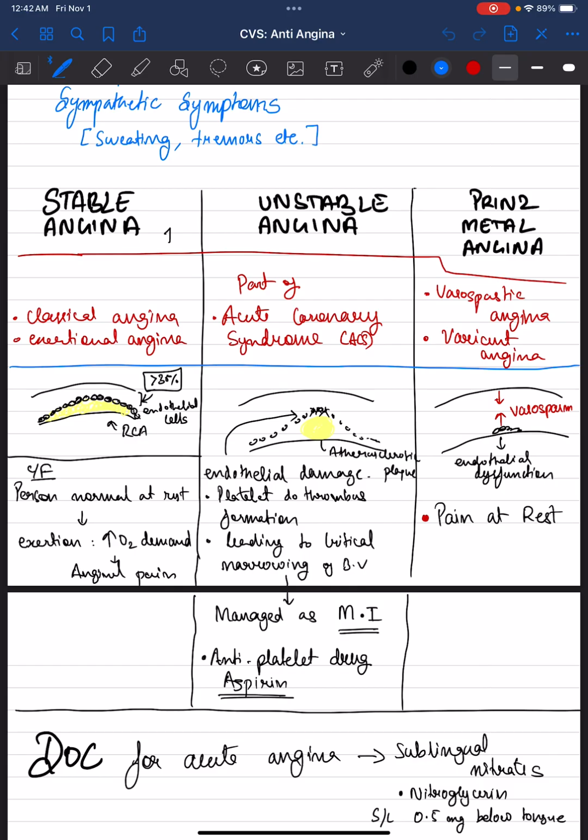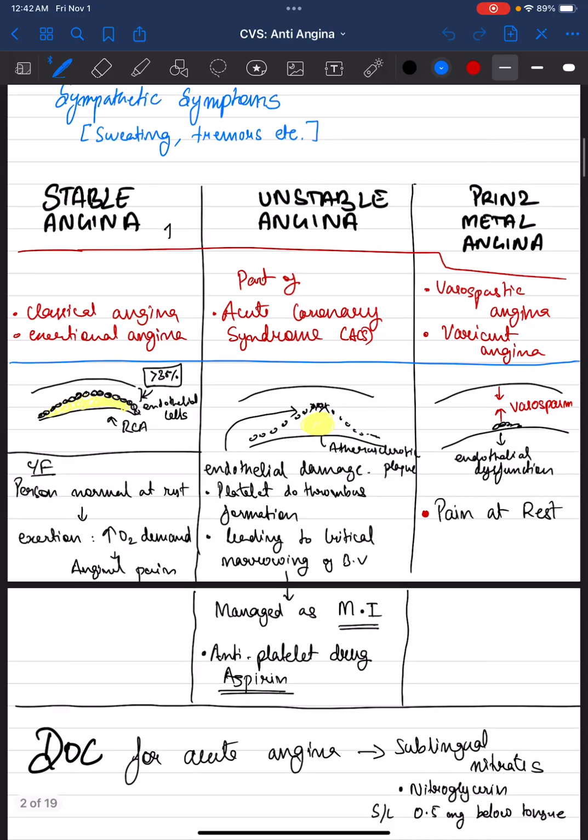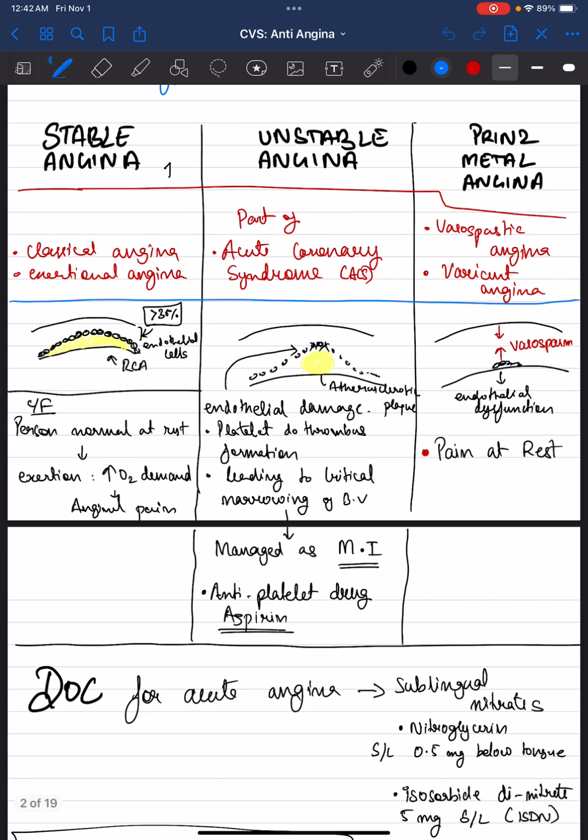Stable angina is also called classical angina or exertional angina. In this, you'll see the arteries, with their endothelial cells, for example the right coronary artery, and there will be some formation of blockage. If this blockage is more than 30%, then it will be called stable angina.